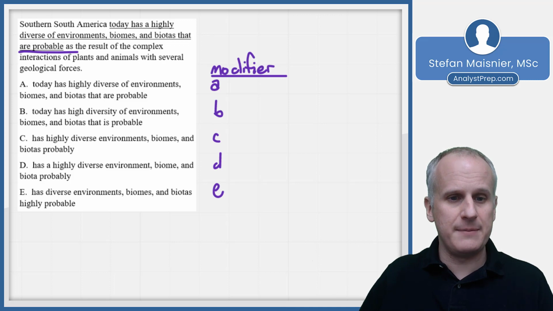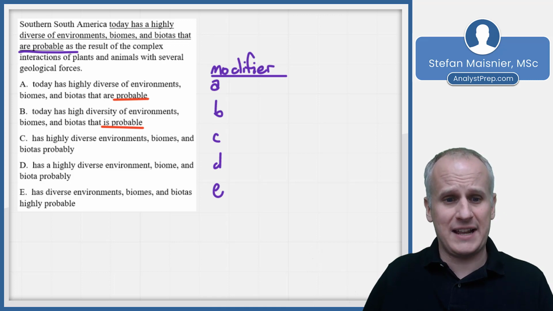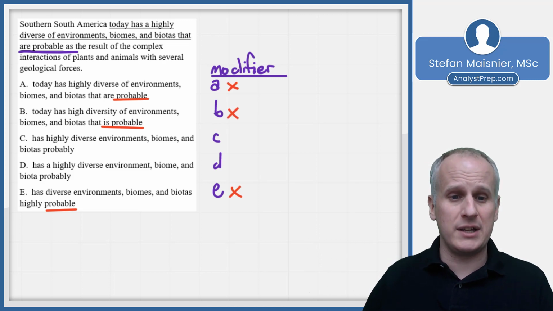And we can see that we've got a "probable" that's wrong in A, we've got a "probable" that's wrong in B, and "highly probable" is still incorrect because "highly" can describe an adjective as an adverb, but that "probable" still has no object that it can modify. So that's going to be incorrect as well. So we can eliminate A, B, and E all for this one issue.